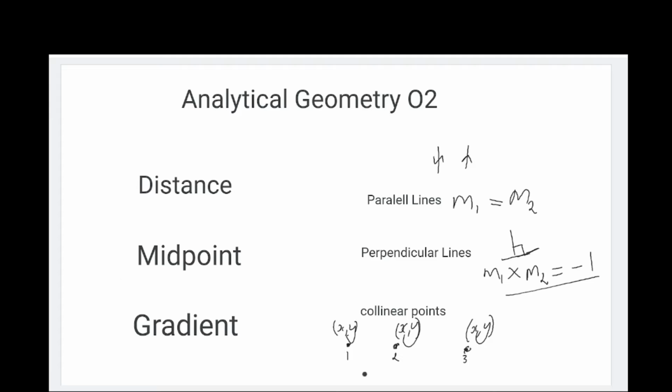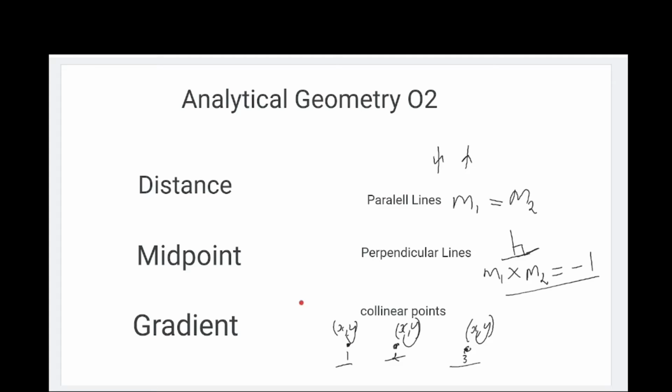So to say that these 3 points are collinear, it means that their gradient as well must be the same. So the gradient between these 2 points is equal to the gradient between these 2 points. Also, if you are asked to prove that a certain point is collinear, it means that if you know the gradient of these other 2 points, then you can determine the gradient of these other 2 points, and if the gradients are the same, then the points are collinear. So this means that they are on the same line.